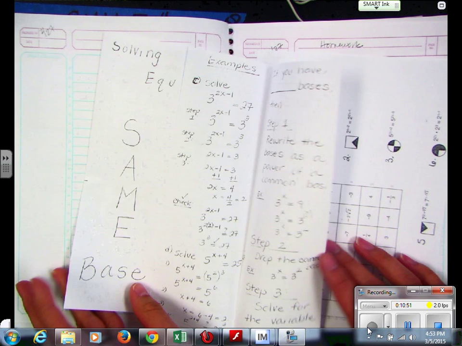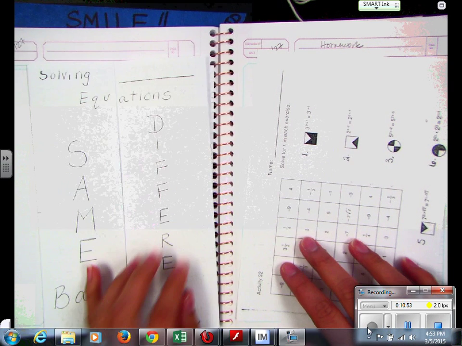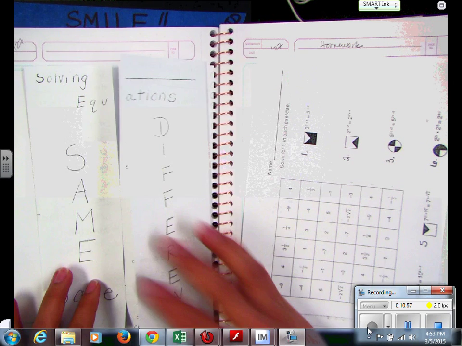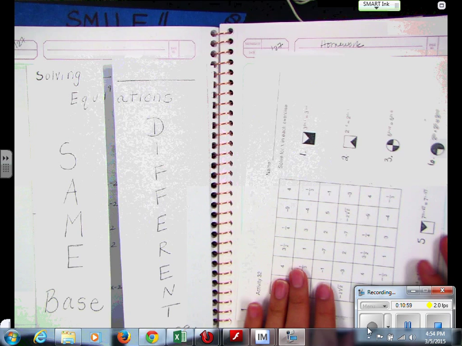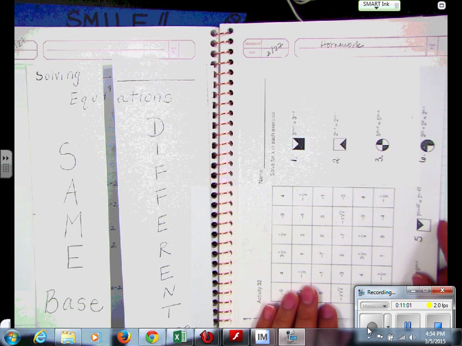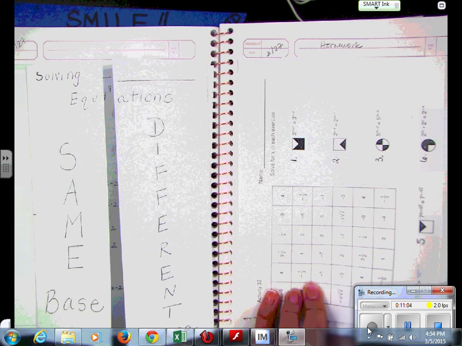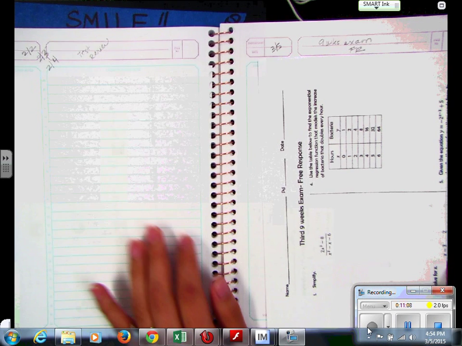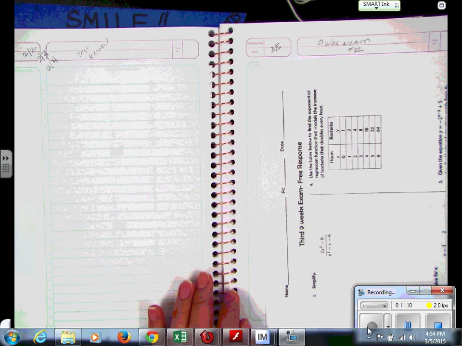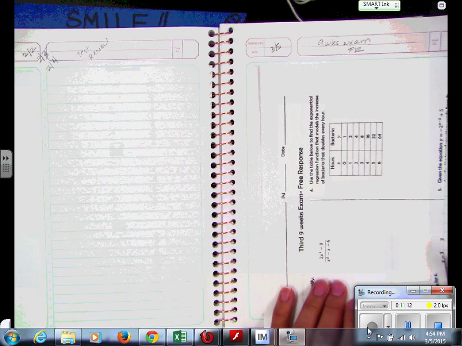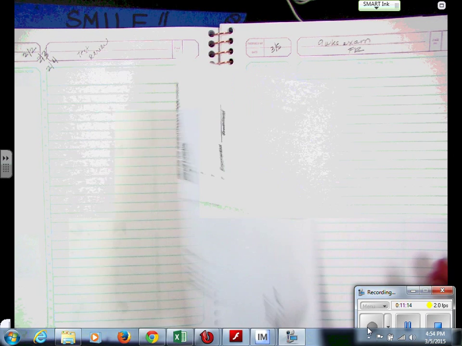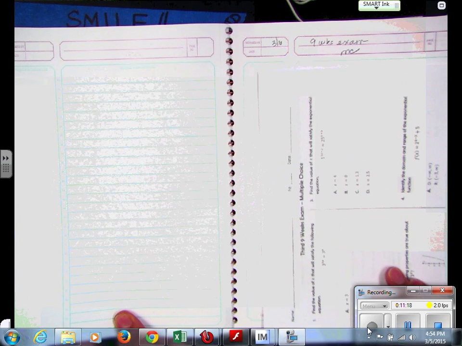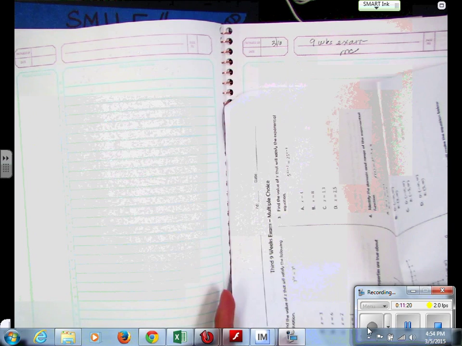Then we did this handout, this little foldable on 227 on same and different bases. Our homework was to complete activity 32, due tomorrow, March 6th. And then we did the test review. I don't really have a copy of that right now, but you got it when you had the sub. And then you took the 9 weeks exam on Thursday. And then you have your multiple choice part of your test for Friday.